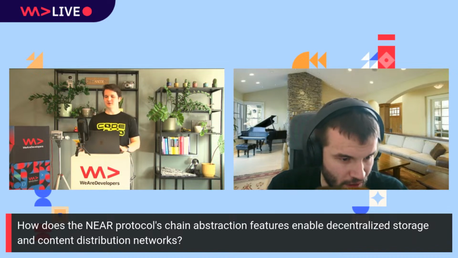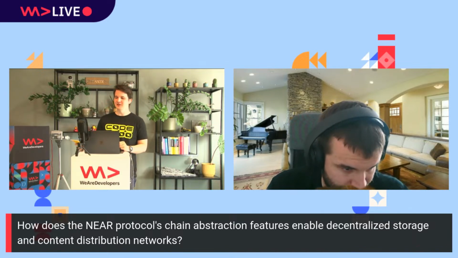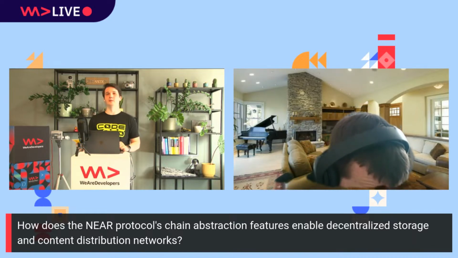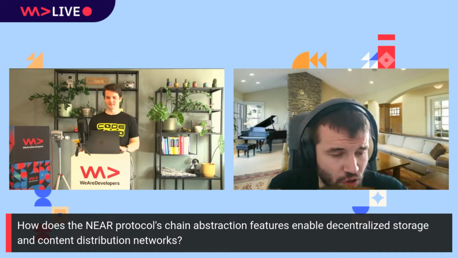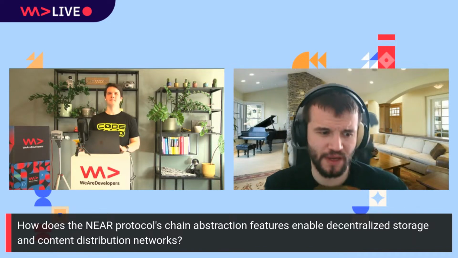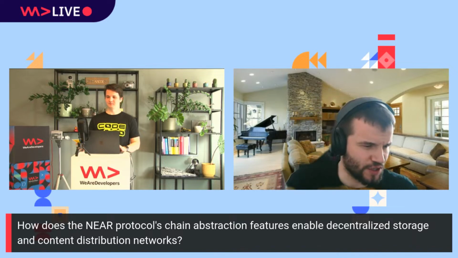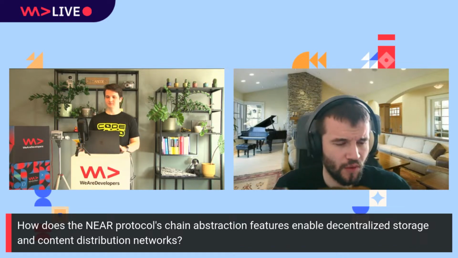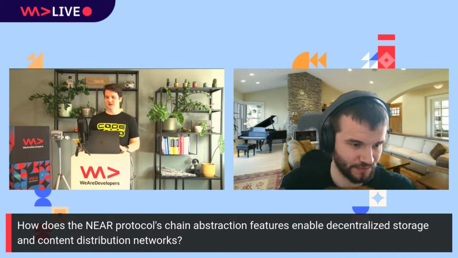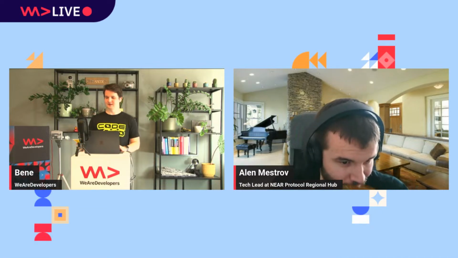Next question. How do the Near protocol's chain abstraction features enable decentralized storage and content distribution networks? Yeah, it would need to be a little more specific. What do you mean by enabling decentralized storage and content distribution networks? In what way? We can do this topic later, but I just need a little more information. All right, then let's leave this for later.